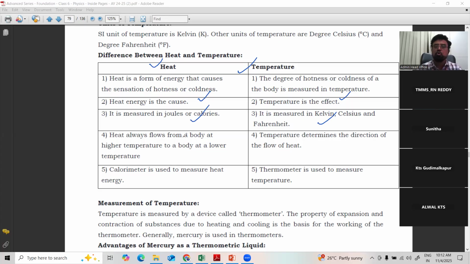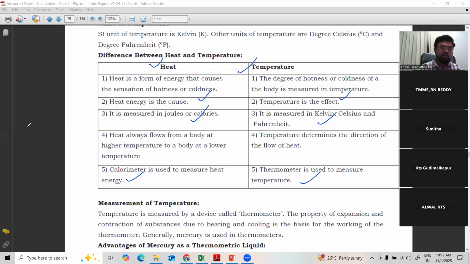Heat always flows from a body at higher temperature to a body at lower temperature. Temperature determines the direction of flow of heat. A calorimeter is used to measure heat. A thermometer is used to measure temperature. The calorimeter will come later in the next class. The thermometer we will discuss now. So these are very important points.